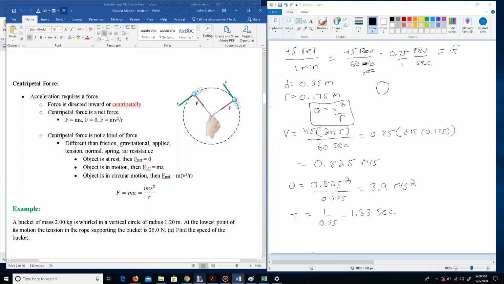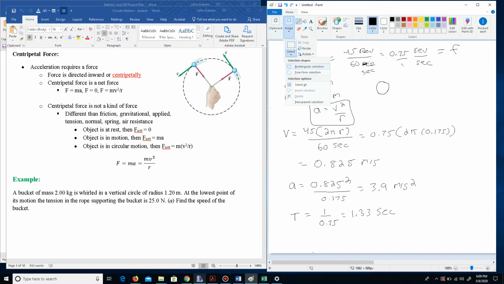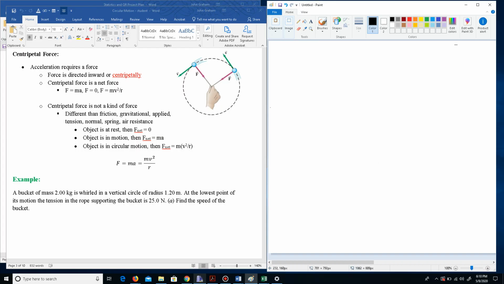And so, to have an acceleration, we have to have a force. In order to change an object's path, we need to have a force. So acceleration requires some kind of force. We know that this force is going to be directed inwards, towards the center. In this case, this hand is providing that force for this ball to go around. So that is something we need to look at.